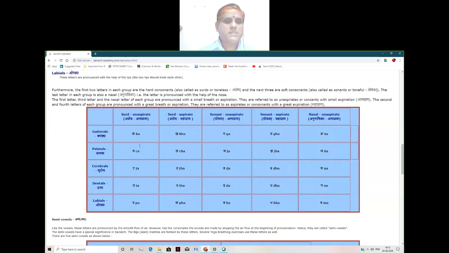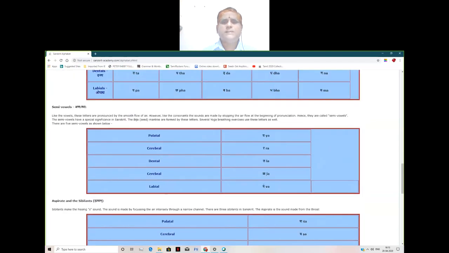So, the first one given here is without stressing. Second one with stressing. Third one without stressing. Fourth one with stressing. Last one without stressing. With the nose you have to pronounce, that is called nasal. With the nose you have to pronounce. Nga, nya, na, na, ma, like this. So you are able to understand this. Now we go on. This is all easy for you.